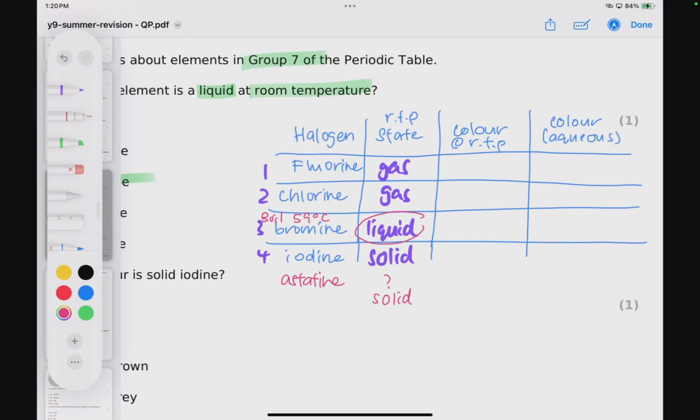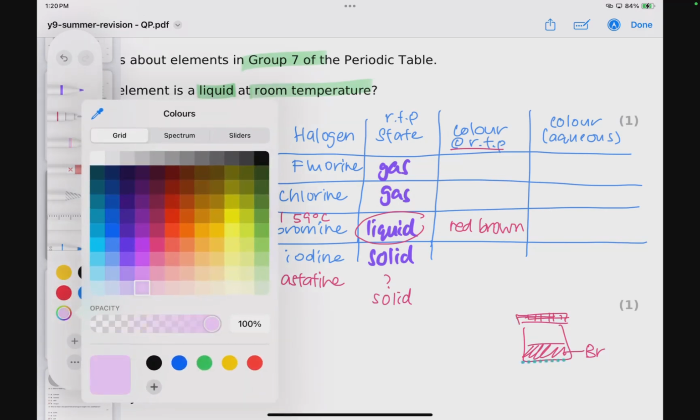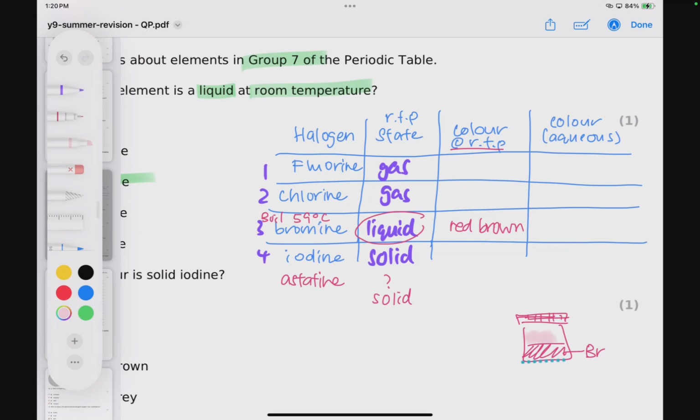So what are the colors here? The color for bromine is red-brown. If you are looking at a bottle of bromine liquid, and hopefully it's capped because of the toxic fumes, you will see this very nice reddish-brown fume at the top because of the low boiling point. So you get this gas or vapor of bromine when you have a bottle of it.